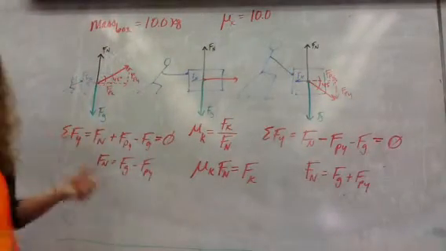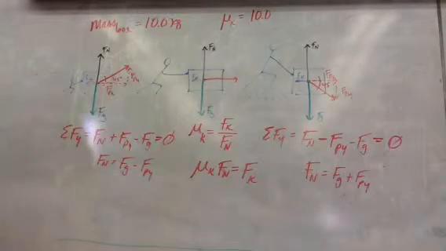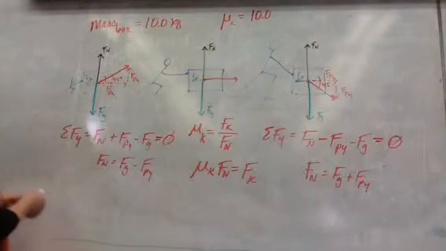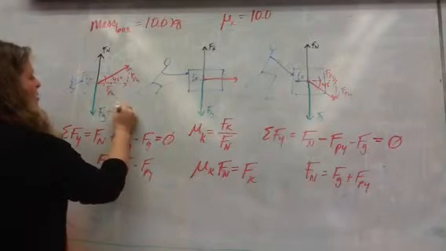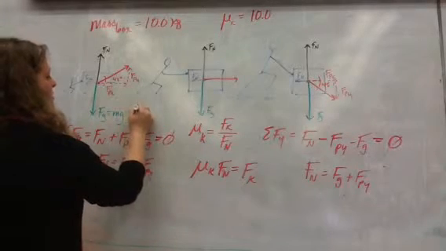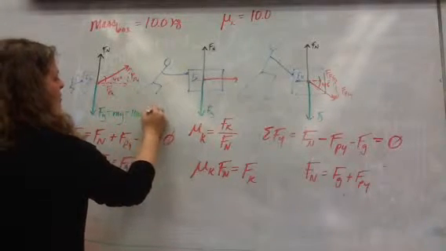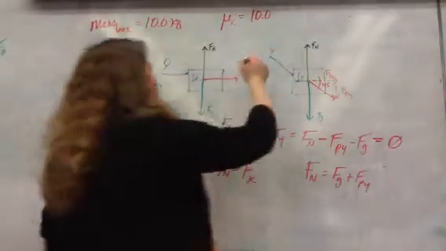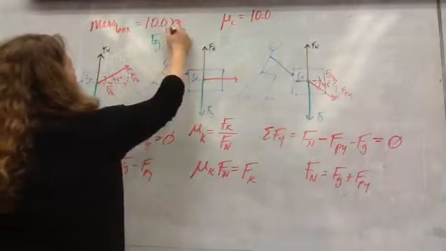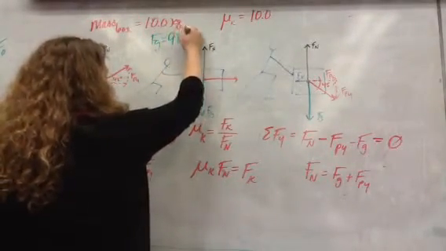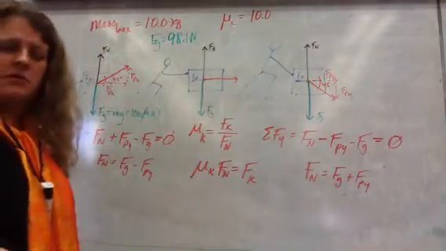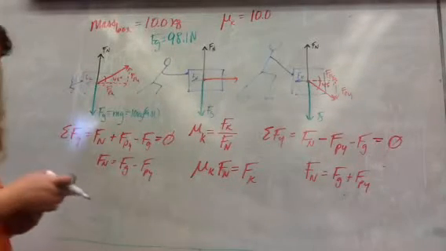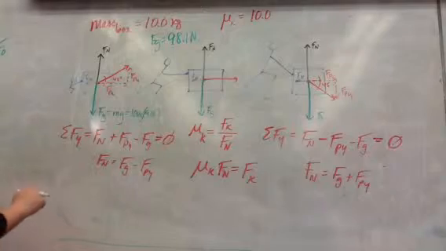Okay, so in each of these cases, let's do some quick math and solve for the force of kinetic friction. What's the force of gravity in each of these cases? Equal to mg, so equal to 10 kg times 9.81. F sub g in all cases is going to be 98.1 newtons, right? Yeah, okay. 98.1 newtons.